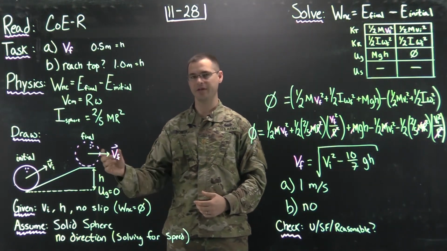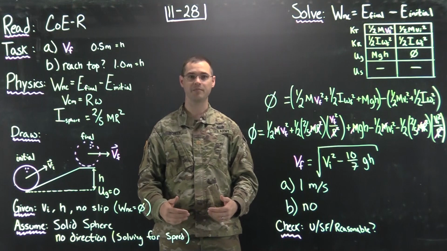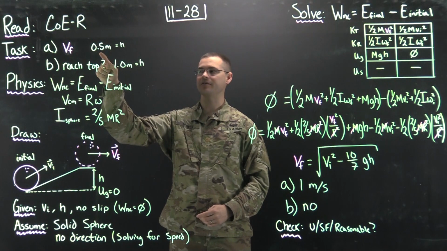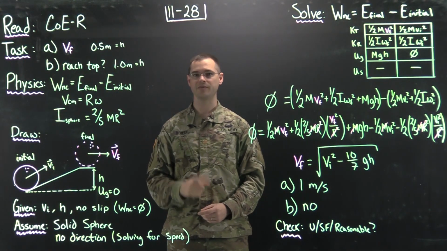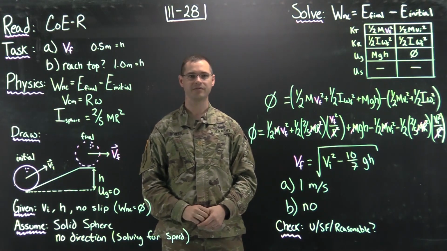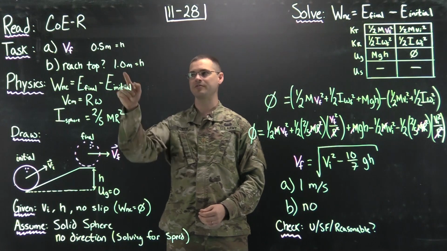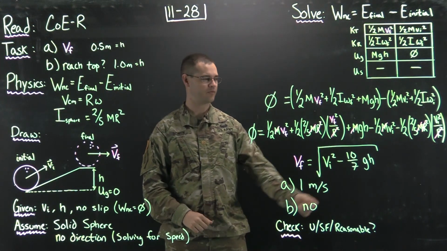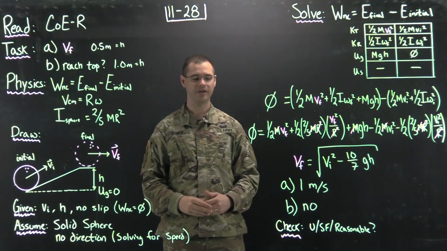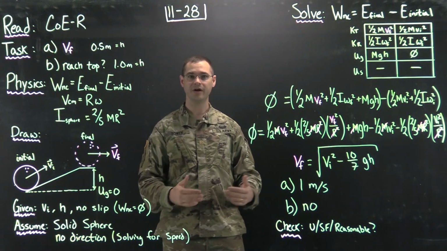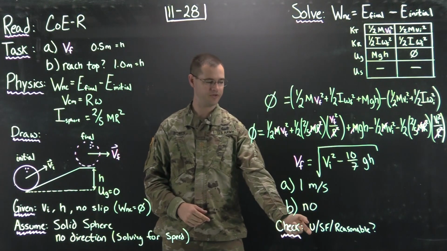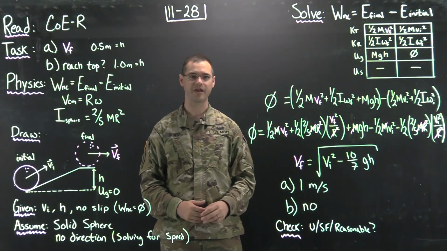When substituting all of our given variables into our algebraic expression for part A, we get 1.4 meters per second. And because our least amount of significant figures is 0.5, so one significant figure, then we report our answer as 1 meter per second. For part B, when we substitute in 1 meter instead of half a meter for the height, then we notice we get an imaginary number. So it does not make it to the top of the ramp because we've gotten an imaginary number for part B.